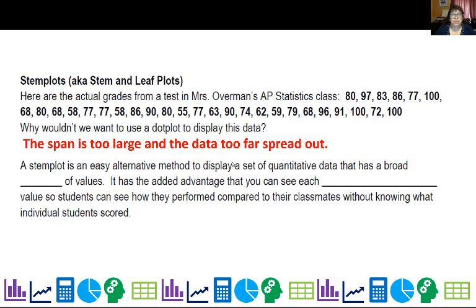But there's another alternative to a histogram. That's called a stem plot or stem and leaf plot. And it's great for sets of data that have a broad range of values, and it has the advantage that you can actually see each individual data point in there. So if I had a kid who had a 97, he's like, how many people scored above me? He can actually look at the stem and leaf plot and see without saying what his grade is.